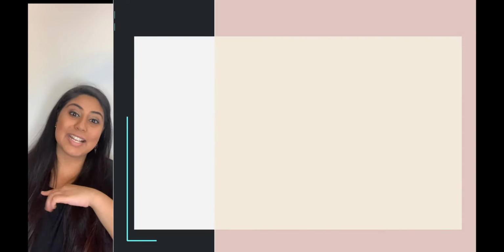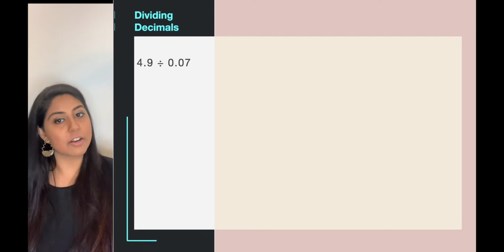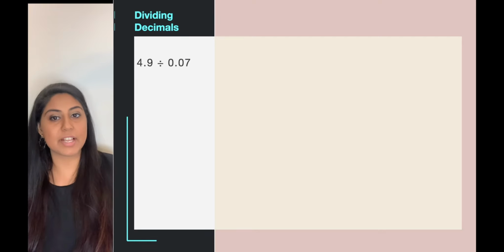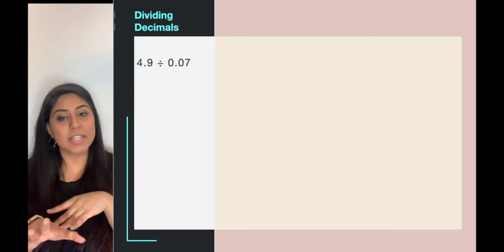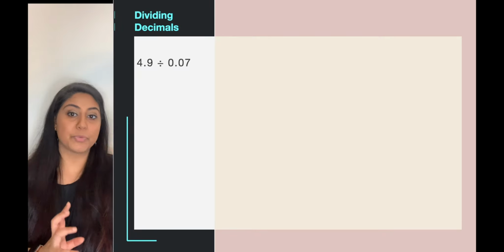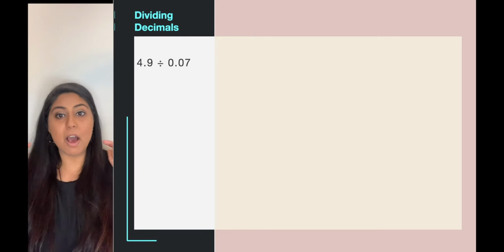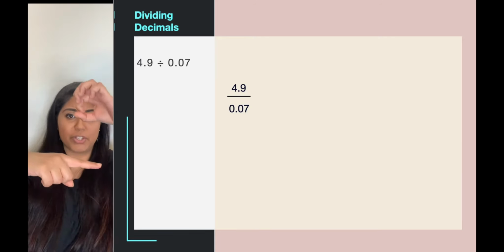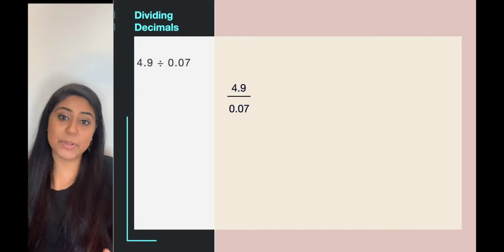Now let's have a look at dividing decimals. So for example, if I had 4.9 divided by 0.07. Now I can do a very similar thing as we did above and essentially get rid of the decimal places. Now what I'm going to do is write this as a fraction. If you think about the divide sign, the divide with the dot at the top, the dot at the bottom, that actually represents a fraction.